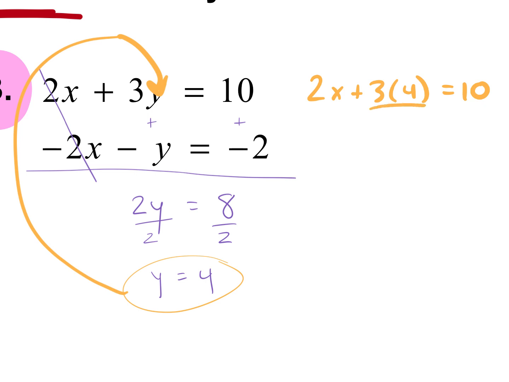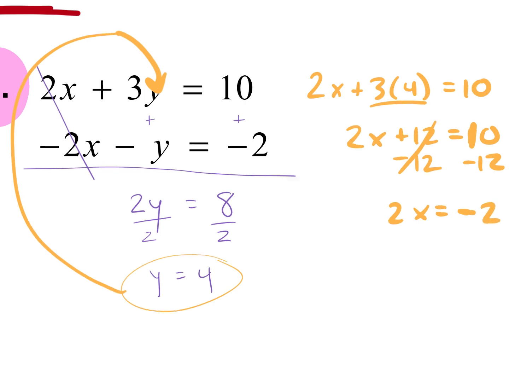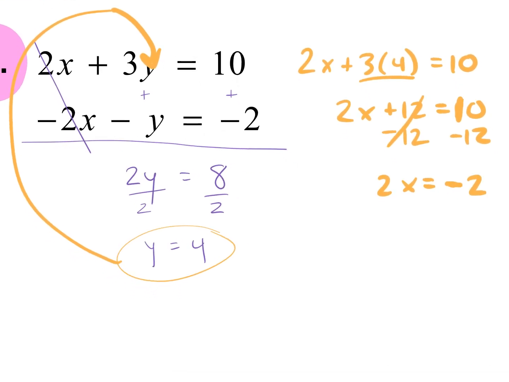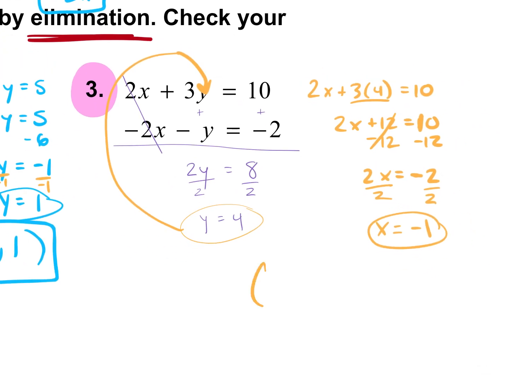I'm going to multiply first. So 2x plus 12 is equal to 10. Now what do we do? Now we subtract the 12. So 2x is equal to negative 2. And then what? Divide by 2. So what does x equal? Negative 1. How would I write my answer? What was y? Negative 1 comma 4.